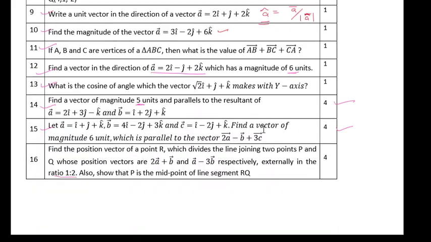Now there is multiplication of vectors, that is dot product and cross product. So we will see a few worksheets based on multiplication of two vectors. In these two worksheets we have seen addition of two vectors, and in the next one or two worksheets we will see multiplication of two vectors.